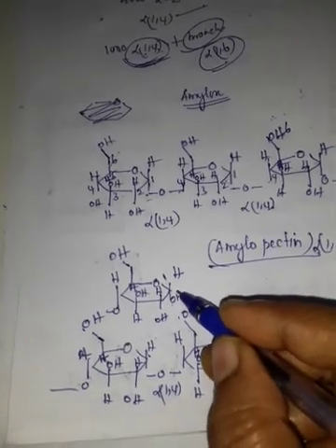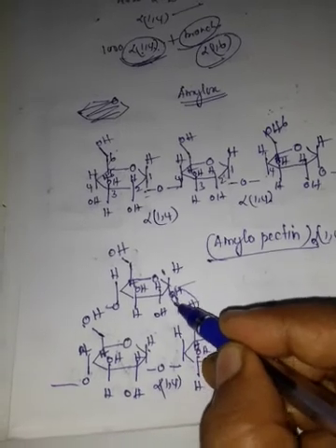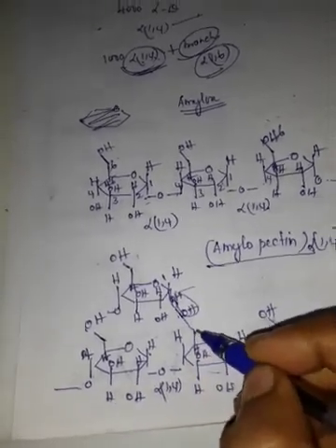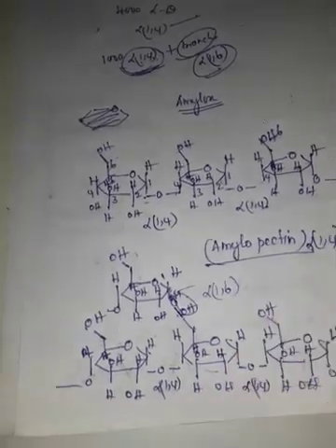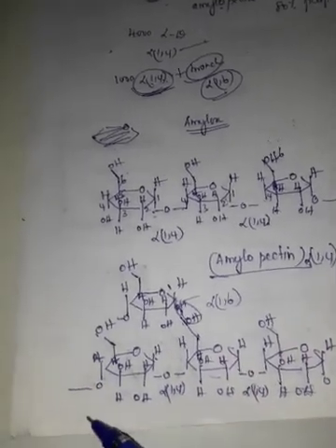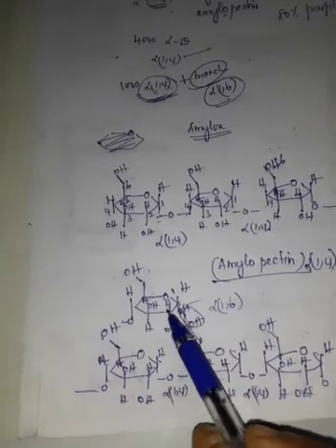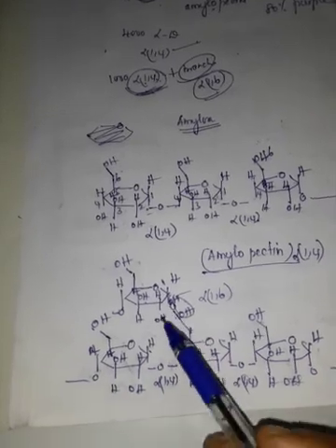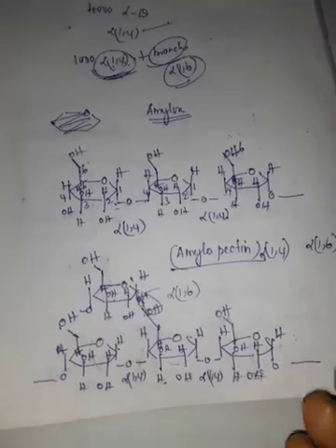From this, one water molecule is removed, so the O is linked between the both. This is 6, this is first. This is the alpha 1,6 glycosidic linkage. This is the amylopectin structure, given clearly in your book on page number 249. Amylopectin is linear plus branched, alpha 1,4 and alpha 1,6. Amylose is only linear.